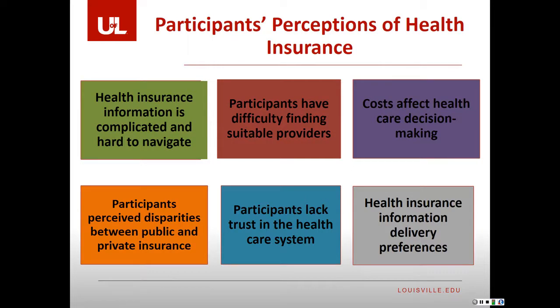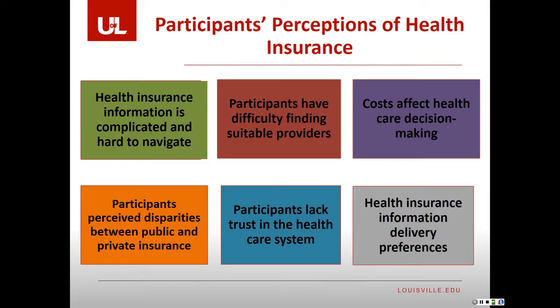Round 1 participants revealed the complexity of the health insurance system, with many citing difficulty understanding health insurance concepts such as premiums and deductibles, and others having difficulty finding suitable healthcare providers. High costs, mistrust in the healthcare system, and perceived disparities in public-private insurance were barriers to effective health insurance utilization among focus group participants.